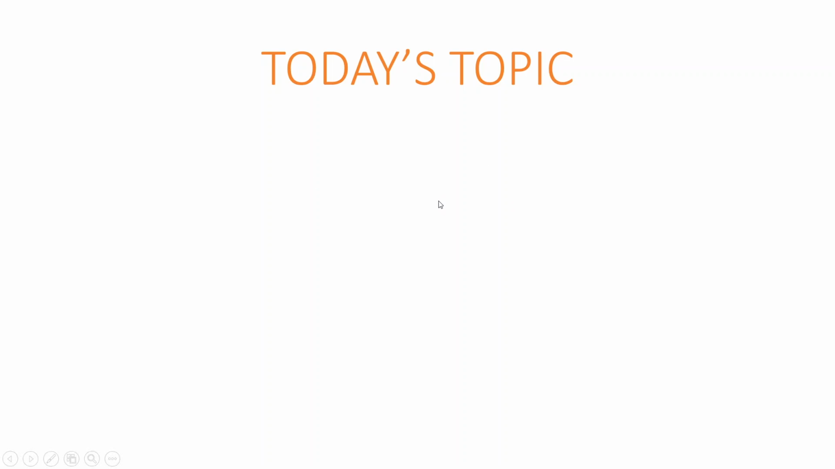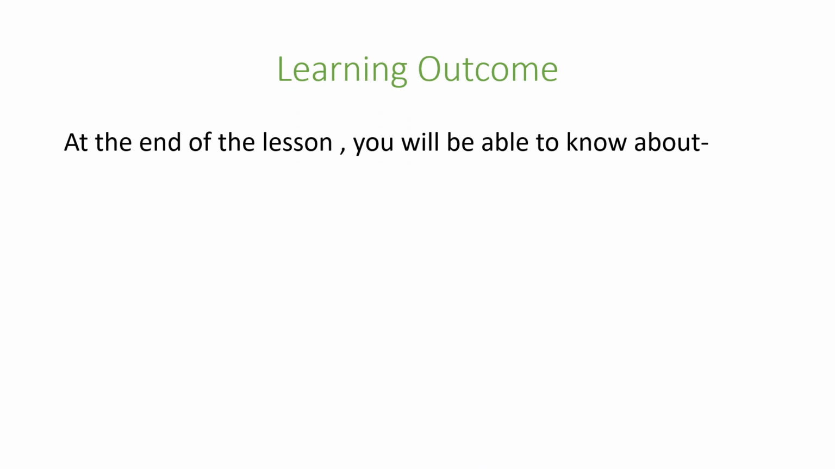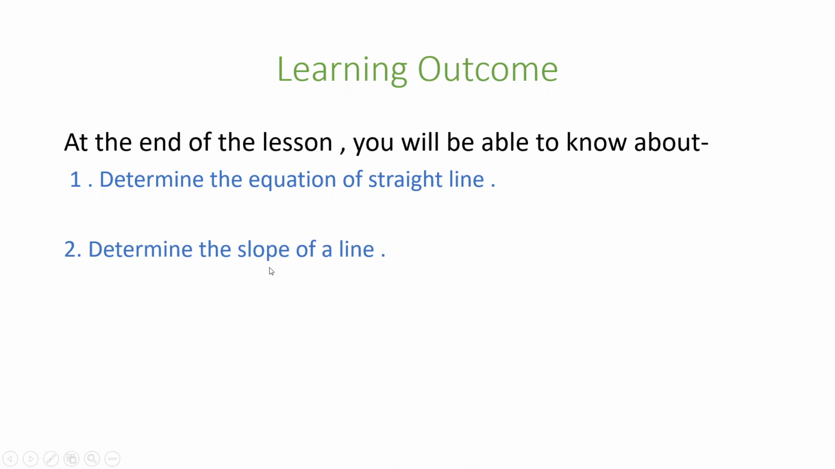Boys, now I am going to take your Higher Mathematics class, first paper, for class 11. Today's topic is the straight line, from chapter 3E. Learning outcome: at the end of the lesson, you will be able to determine the equation of a straight line and determine the slope of a line.